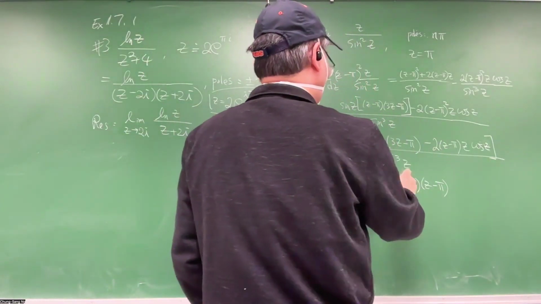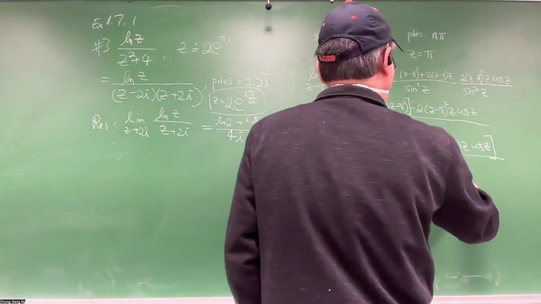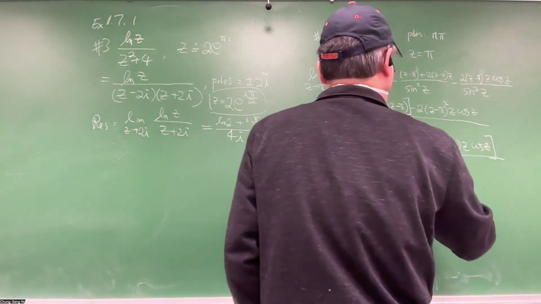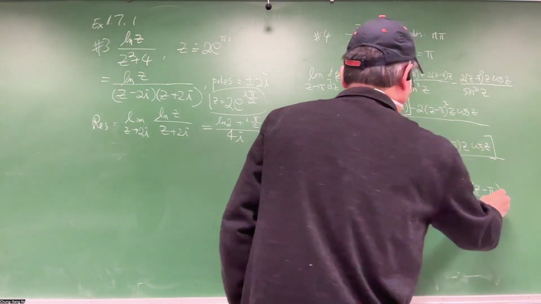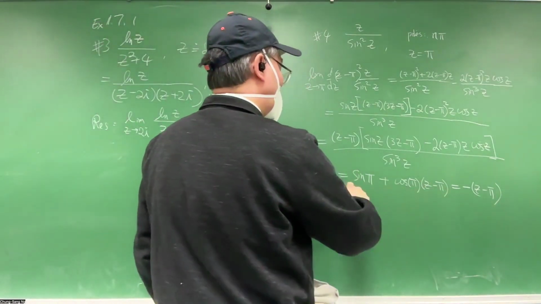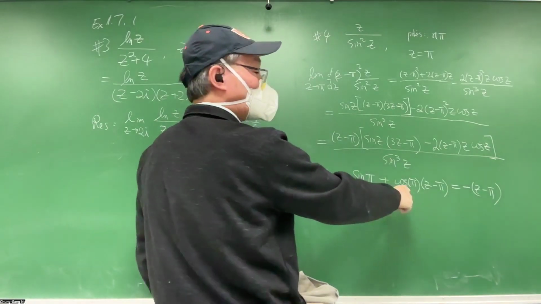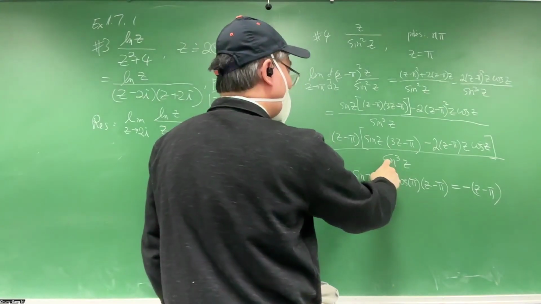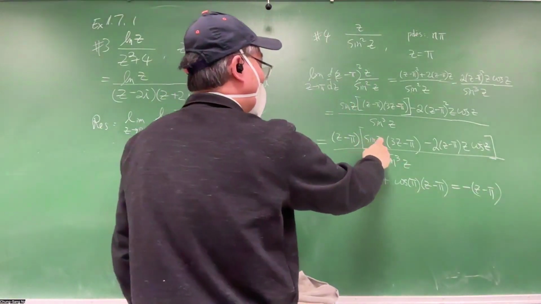So sine pi is 0, so this is minus (c minus pi). Right, and cosine pi is -1. You all see that? The sine cubed is minus (c minus pi) cubed.